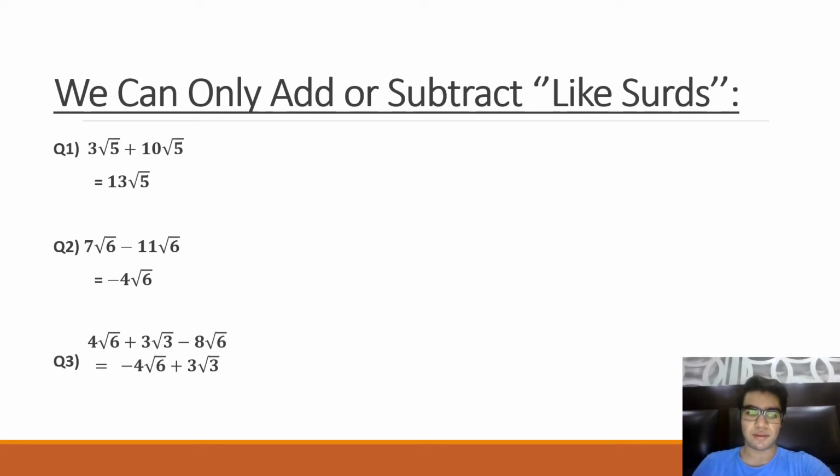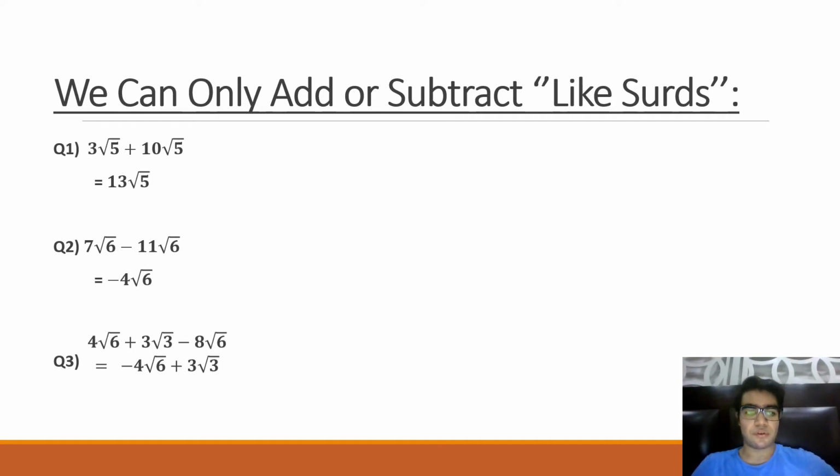And we'll look at the third one. The third example is 4 times root 6 plus 3 times root 3 minus 8 times root 6. What we do is we first identify which are the like surds, and the way we do that is we identify which surds have the same root number. In this case, root 6 and root 6 are like surds. So we simply subtract them.